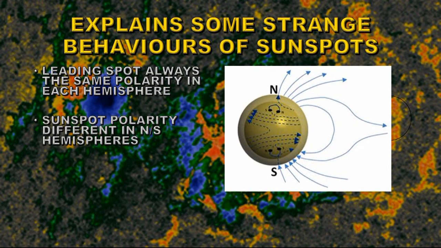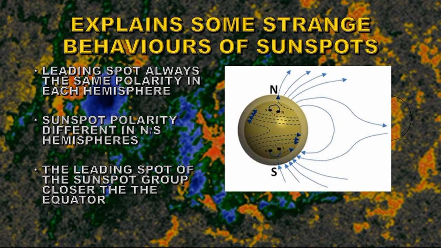Similarly, in the southern hemisphere the tilt is the opposite way. So in the southern hemisphere the leading spot would always be south and the trailing spot always be north. So you have different polarities for the sunspot groups in the two hemispheres. This also explains why in most cases the leading spot in a major sunspot group is closer to the equator than the trailing spot, because again this wrapping leaves the field lines tilted towards the equator.